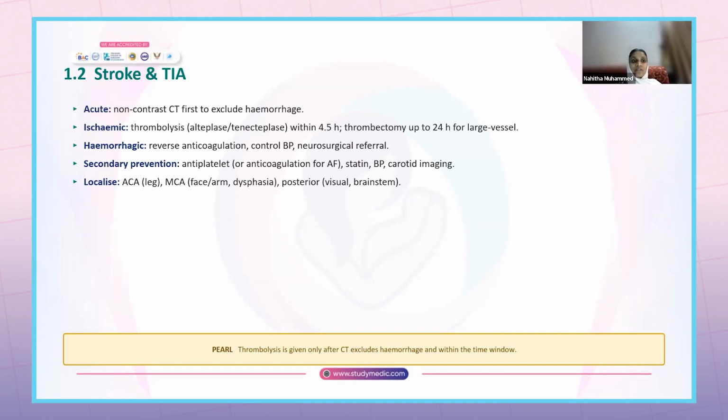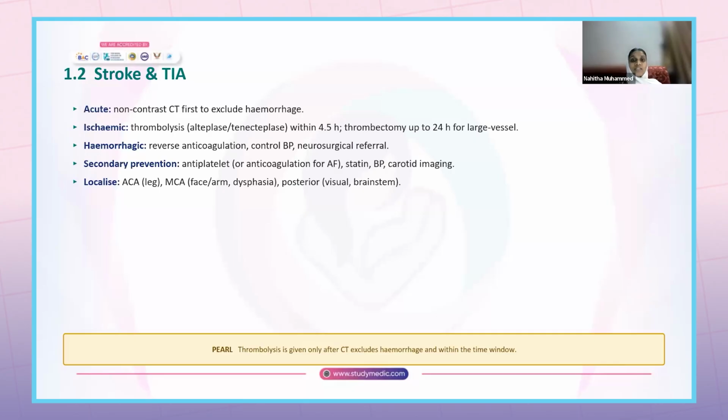Then we have to rule out ischemic or hemorrhagic stroke. If it is ischemic and within 4.5 hours, we can give thrombolytic therapy. Up to 24 hours, we can consider thrombectomy. If it is hemorrhagic stroke, the first management is reverse anticoagulation, control BP. Then secondary prevention comes later: antiplatelet, statins, BP control, and carotid imaging. Carotid imaging is a very important part in MRCP part 2. They will ask when we will give carotid endarterectomy, at what percentage, so study it by heart.